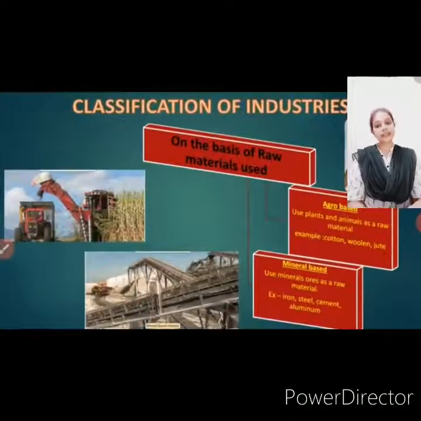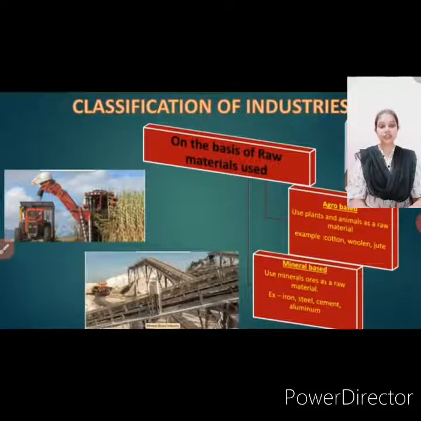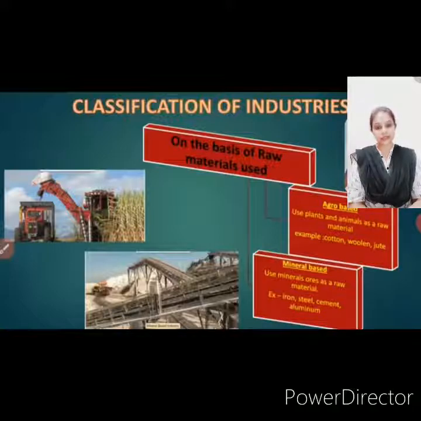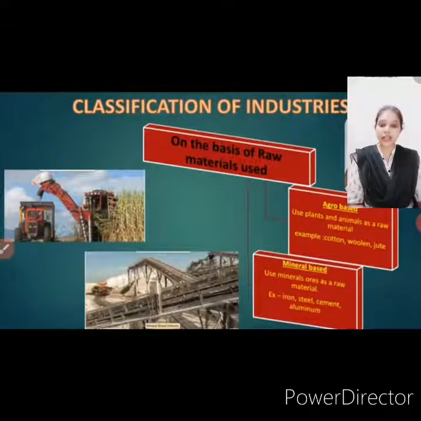So in the next slide, it talks about the classification of industries on the basis of source of raw material used. It is divided into two: agro-based industries and mineral-based industries. Agro-based industries, for example, cotton, woolen, jute, silk, textile, rubber and sugar, tea, coffee, edible oil. These all come in agro-based industries. It means the industry which is based on agriculture is known as agro-based industries.